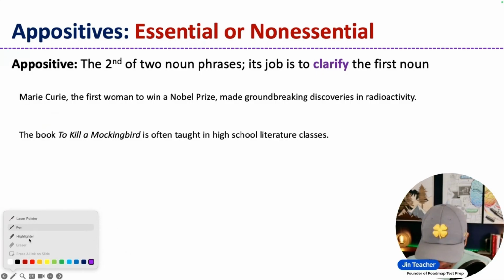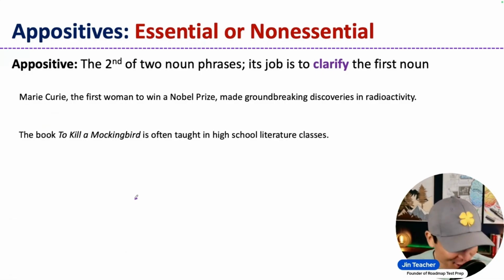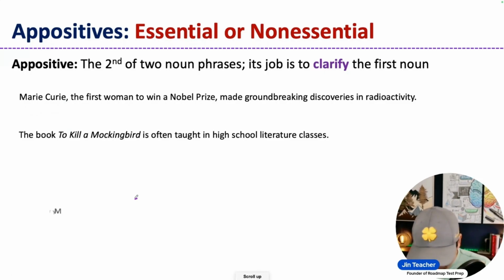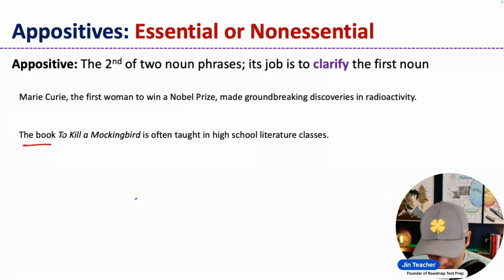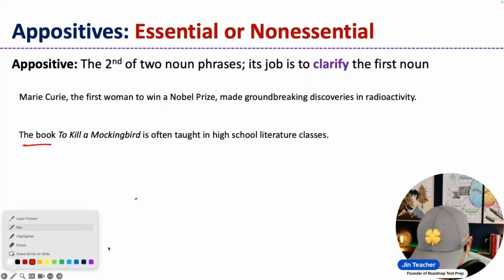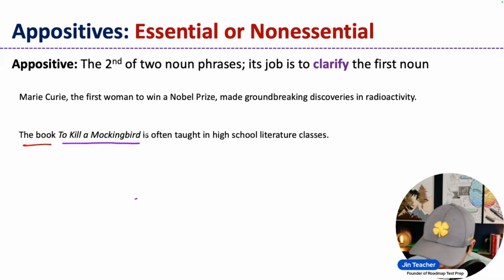I'll change the animation there in the future, so this doesn't take up as much time. So here we have, the book To Kill a Mockingbird is often taught in high school literature classes. Notice how we have two noun phrases next to each other. The book is my first noun phrase, and To Kill a Mockingbird is my second noun phrase. The second noun phrase is my appositive. It just clarifies, it gives me the title, the name of the book. It clarifies that first noun, the book.